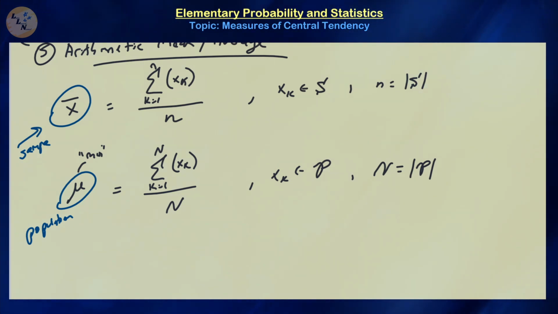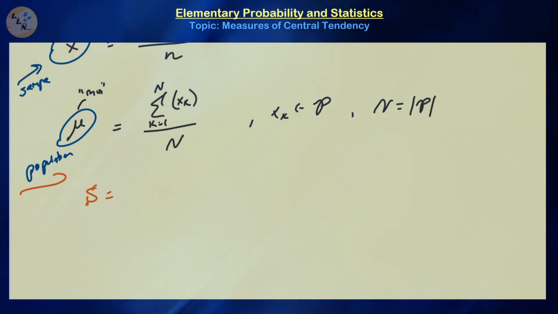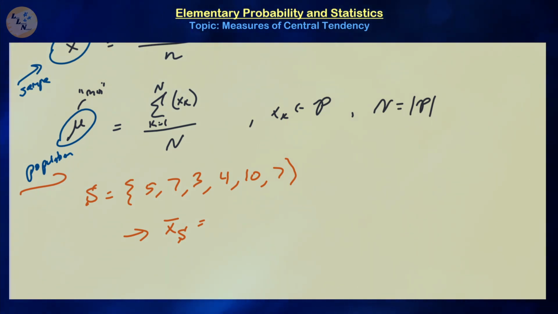Keep in mind, x bar and g are statistics, and mu and gamma are parameters. So let's just do a quick example on how you would calculate the sample mean. For example, let's assume S is equal to 5, 7, 3, 4, 10, and 7. So if this is the case, then the sample mean of S is going to be equal to... and if you're only dealing with one set, you don't have to subscript your sample means or your geometric means or anything, because there's no confusion that could possibly happen, but you can always subscript if you're not sure.